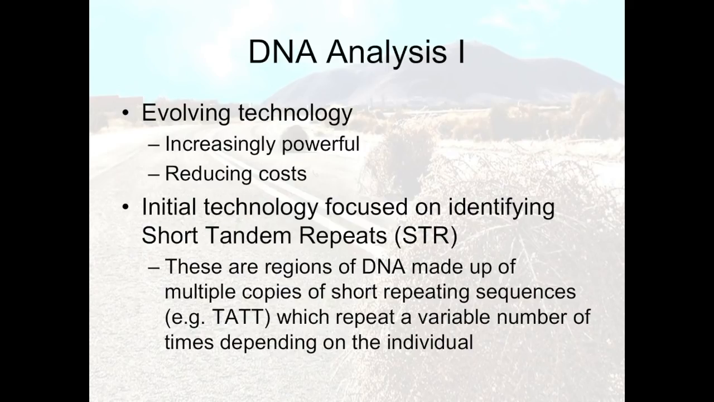So we've been talking all through these past few days about DNA analysis and evolving technologies, increasingly powerful and reducing in cost. Initial technologies focused on short tandem repeats, abbreviated to STRs. They're regions of DNA made up of multiple copies of short repeating sequences, say TATT, four nucleotide bases. They can repeat a variable number of times depending on the individual. So you can have a particular short tandem repeat where you might have, for example, 12 copies in a given individual. But this can mutate, so it could go to 13, or to 11. It can actually back mutate as well and go back to 12.